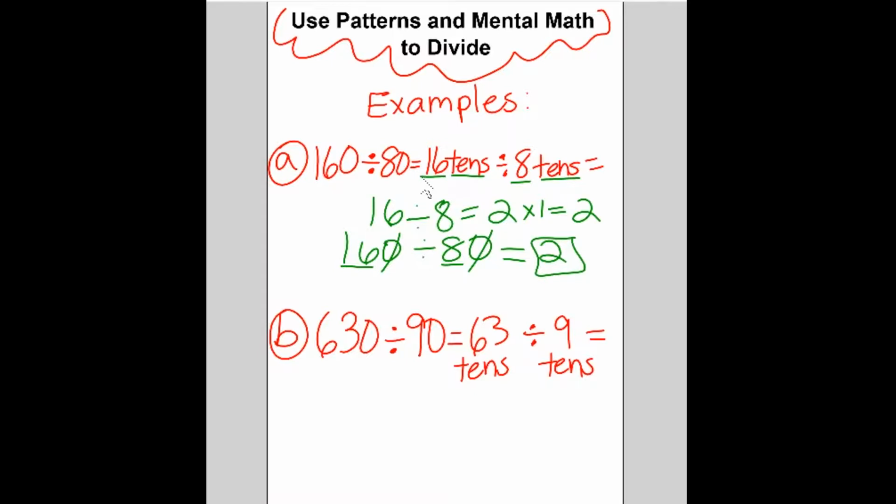And that's just me using my mental math. I'm just writing down what I did in my brain on the paper so that you guys could see it and we can get that practice. The more we practice, the better we'll be with it. So let's go to our second example.